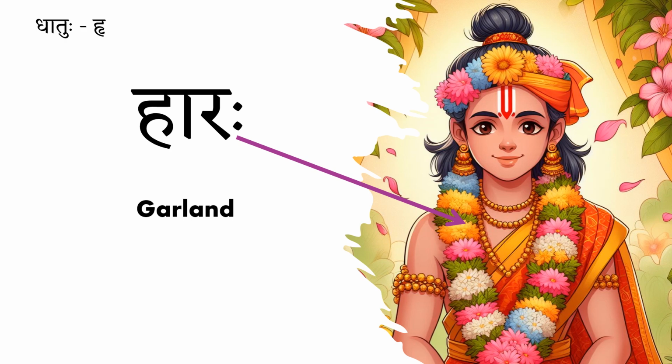The first one shown here is haraha, which means garland. Now note that in the examples which we are going to see, with the upasargas or even without upasarga, a word could have multiple meanings. We are going to look at only a few meanings here, or only one meaning for each of those words, just to get an idea how upasargas can change the meaning of a word. So here haraha means garland.